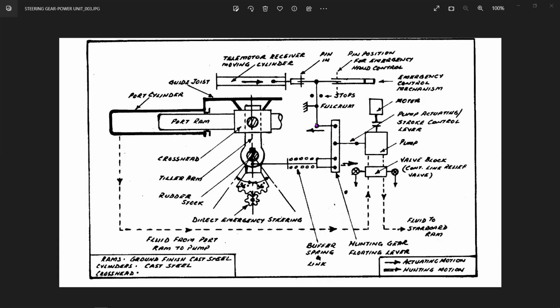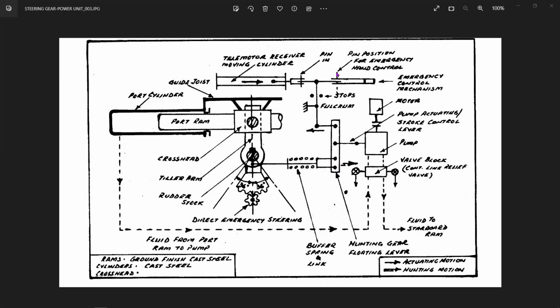This one is coming from the telemotor. You see here the telemotor receiver on the top end, and this is the pin which is coming. Again, a fulcrum is there over here, and that is to that receiver point which was R. We saw that. So this is R over here, this is the C, and this is the killer connection.